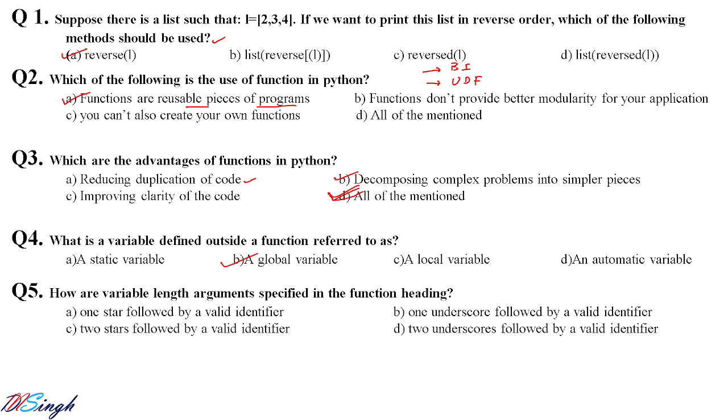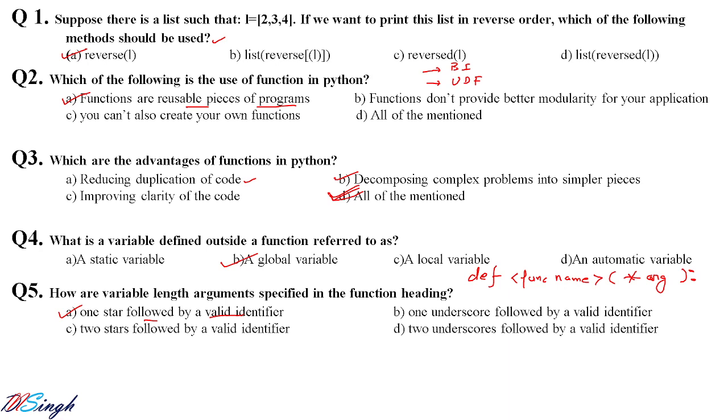One star followed by a valid identifier, one underscore followed by a valid identifier, two stars followed by a valid identifier, or two underscores followed by a valid identifier. So how do we declare a variable length argument function? We write def, then the function name, and after that inside parentheses we write a star and a variable name, that is a valid identifier, and then we put a colon. So the first option is correct, one star followed by a valid identifier.